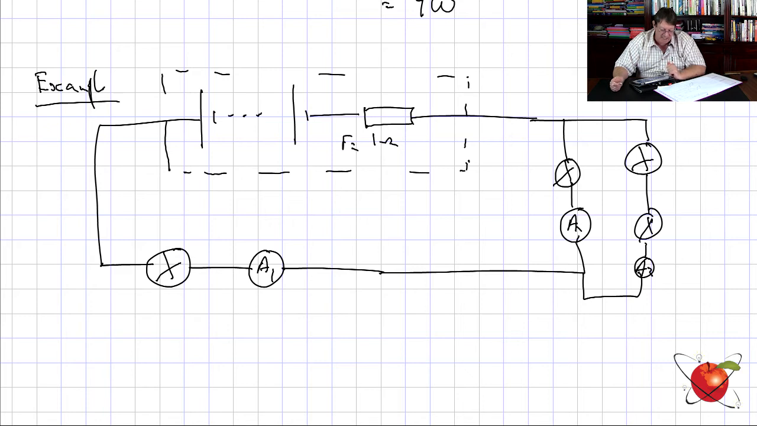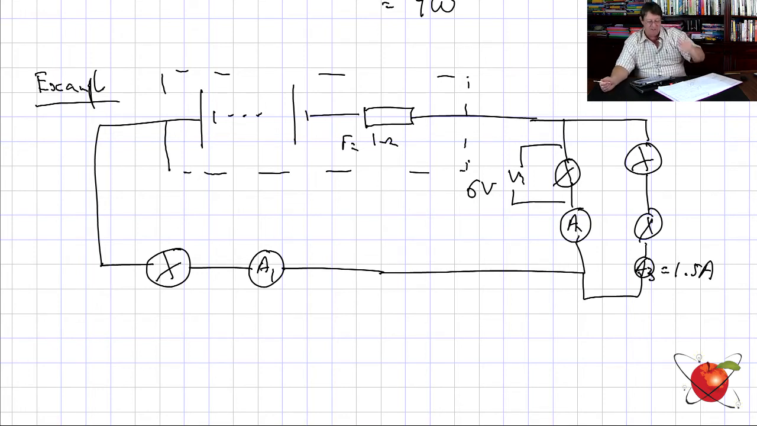Each lamp is identical and the reading on V2 is 6 volts. Let me find where I put V2. I said V2 was here, and they say that that is 6 volts across there. And the reading on A3 is 1.5 amps. This is A3 here, 1.5 amps. Now they say, find the readings on everything else and find the EMF of the battery. In other words, solve the circuit.